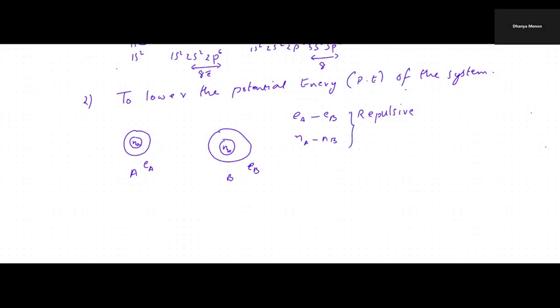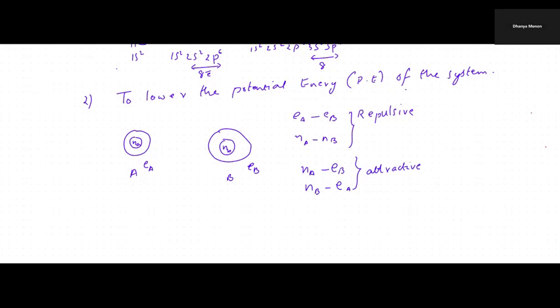But between which two particles will there be attraction? Between the nucleus of A and the electrons of B. Nucleus of B, electrons of A. Of course, there will be attraction between electrons of A and nucleus of A. Other than that, what kind of forces are there? Attractive forces. So these are the type of forces that exist in this particular system.